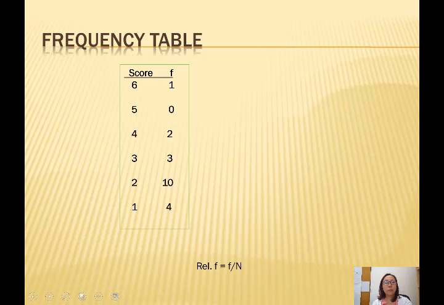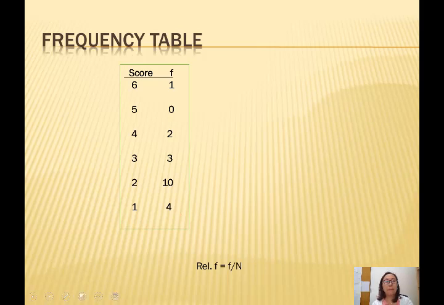Let's look at another table here before we add more to it. You see scores ranging from 1 to 6. And then you see frequencies. So what would you notice? Let's say these are test scores. Did the students do well on this test? And how many students does this table represent?